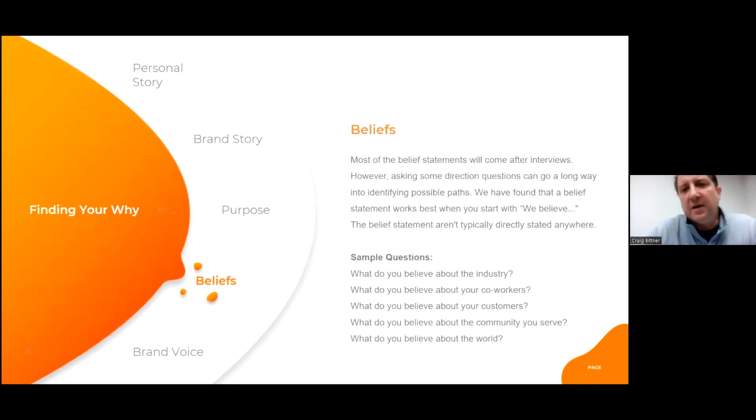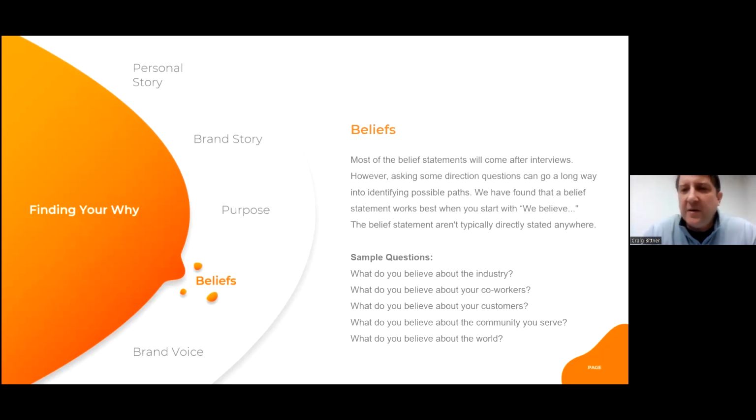The next one is beliefs. And this is the one that we tend to focus a lot on, at least in our final presentation. You'll see this in some examples that we give. But most of the belief statements will come after our interviews are over. Sometimes I'll ask these questions to people, but from the personal story, brand story, purpose, even brand voice, the belief statements are usually things that we perceive from those. But I also like to ask these questions directly to people.